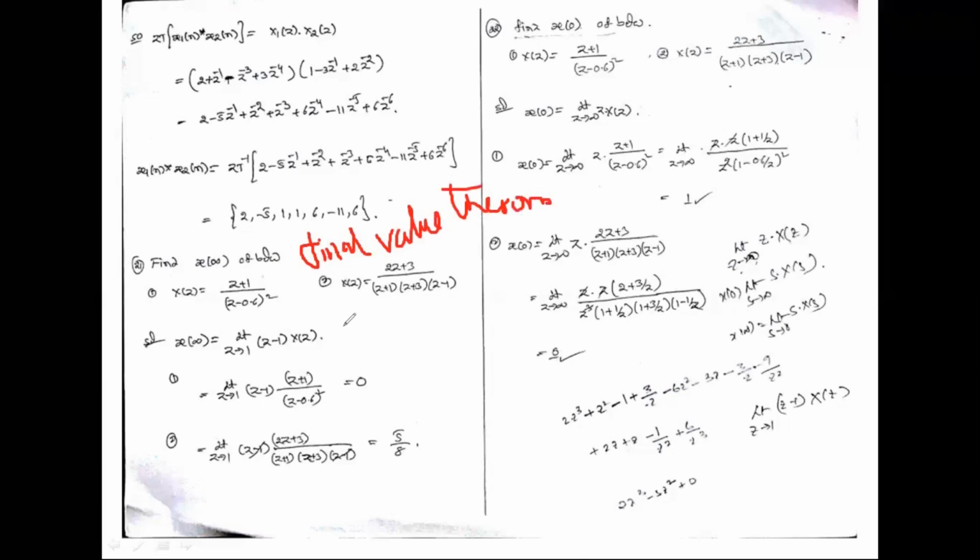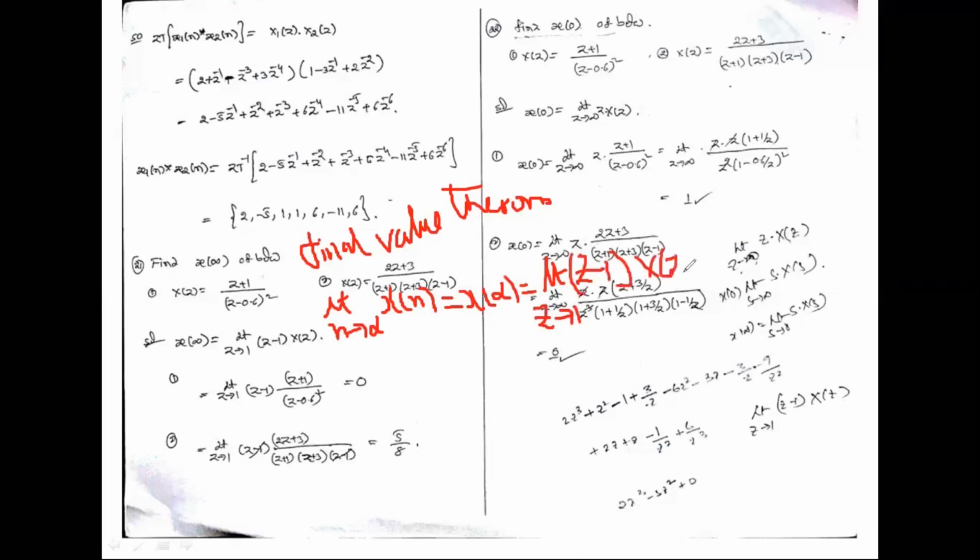So what is the final value theorem? The limit as n tends to infinity of x of n is equal to x of infinity, which is equal to the limit as z tends to 1 of (z minus 1) into x of z. For the first example, the limit as z tends to 1 of (z minus 1) into x of z. Here x of z is given as (z plus 1) by (z minus 0.6) whole square. Substitute z as 1, and 1 minus 1 becomes 0.